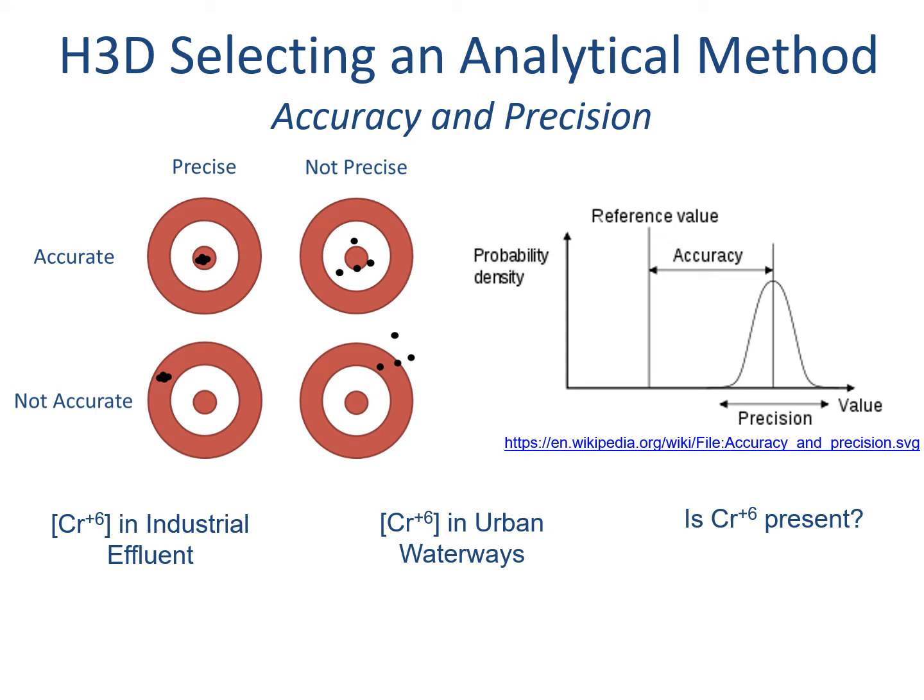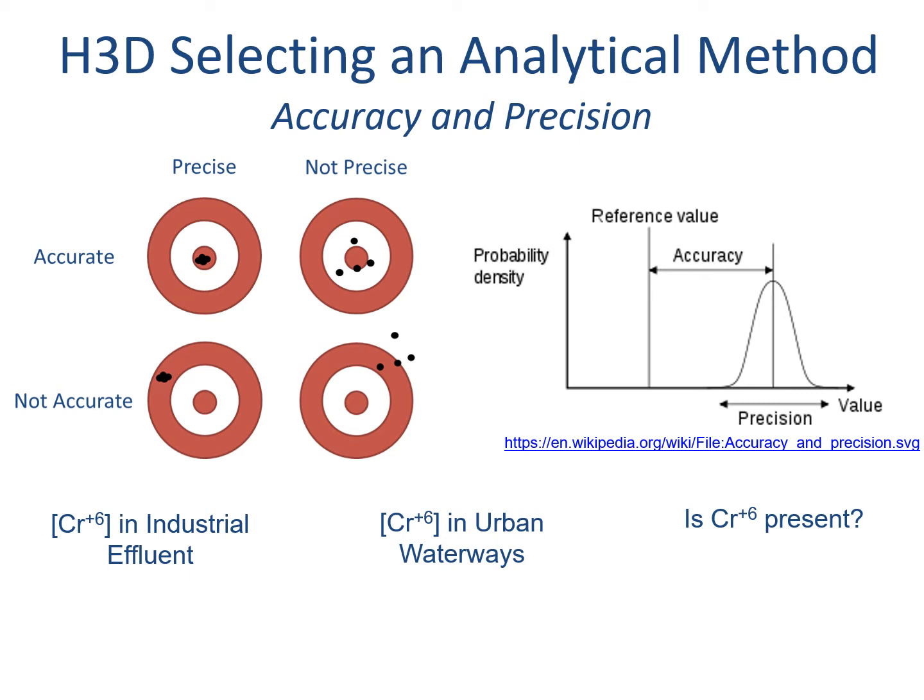When we are selecting an analytical method, we need to consider what information we actually need from an analysis. I've given three scenarios that we might want to measure chromium in: industrial effluent, in waterways, and if we're just looking for chromium as a component in, say, plating material. The accuracy, how close something is to the true value, is always going to be important for every measure. We measure that by percent error, just like we did in lab this past week.